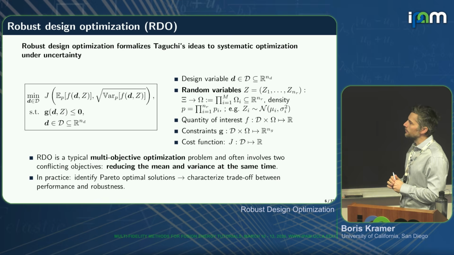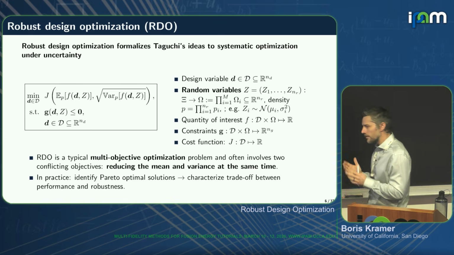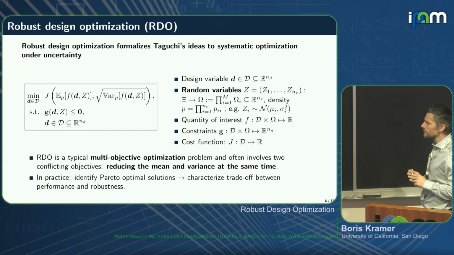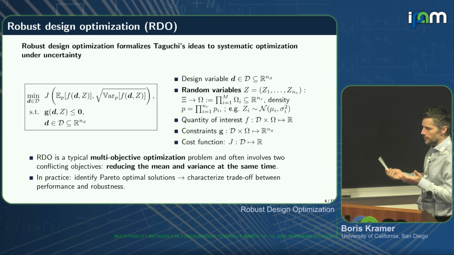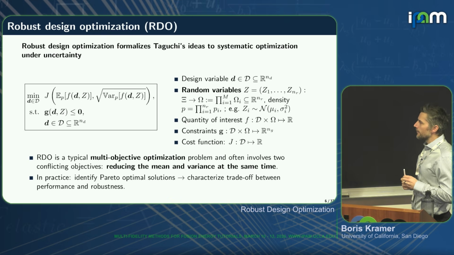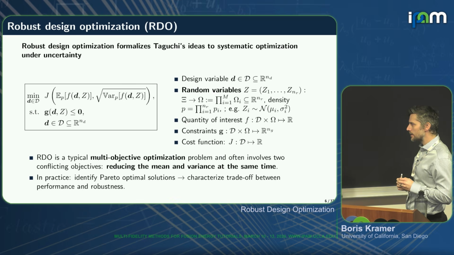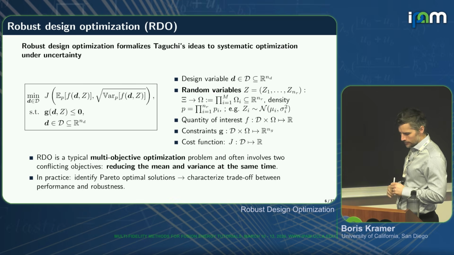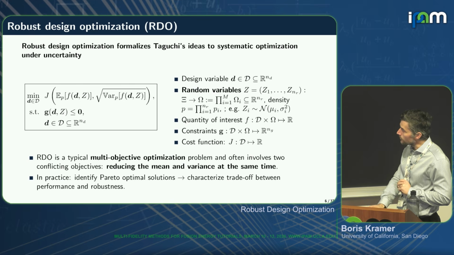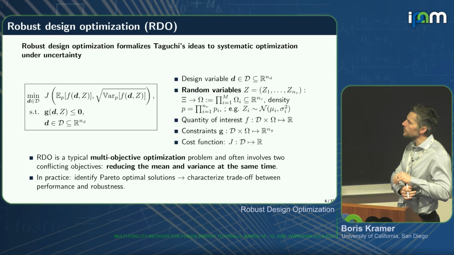Okay, but then the variance also you want to tighten so you have a very good product, or design, or fusion reactor, you name it. Okay, so in practice we often have to identify Pareto optimal solutions to characterize exactly that trade-off. So that's the most general form of writing down this RDO problem.